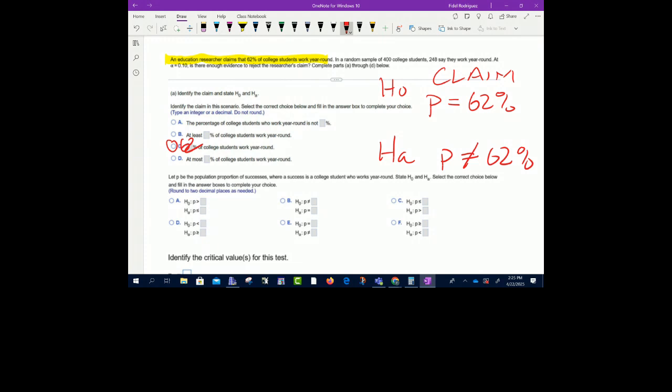Okay. And then we're going to say, let P be the population. Okay, so let's go back and take a look at this. This is what I'm looking for right here, y'all. I'm going to look for the one where it says the H0 is equal to and the Ha is not equal to. That looks like choice E to me, right? And again, y'all, all I'm going to do is type in a 0.62 right there.